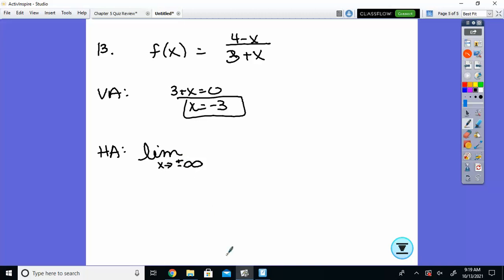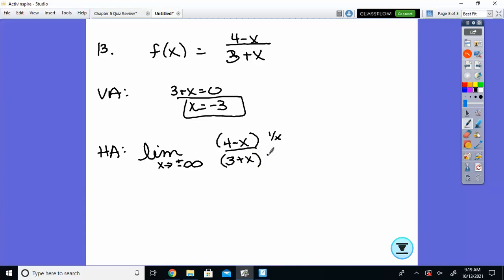So we know they're going to be the same, so if you want to check both at the same time, you can. As long as it's just a polynomial divided by a polynomial, they're going to work out to be the same. Okay, if I just plugged in right now, I get 4 minus infinity over 3 plus infinity. Is that helpful? So what's our trick when we are doing these limits at infinity?